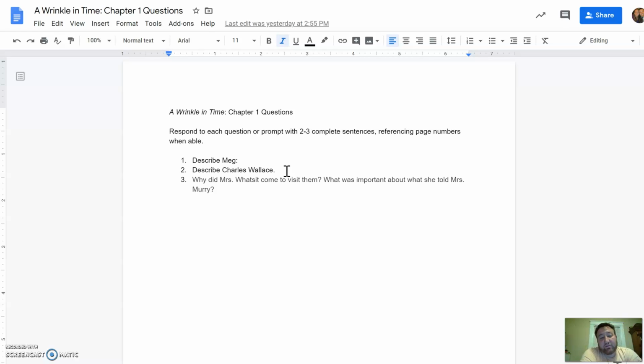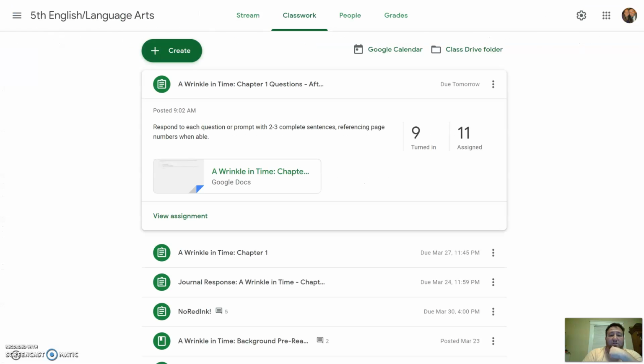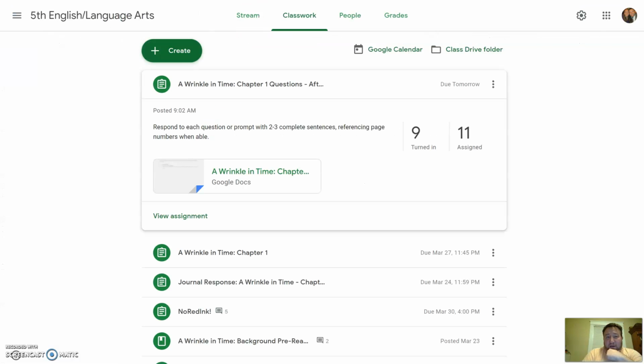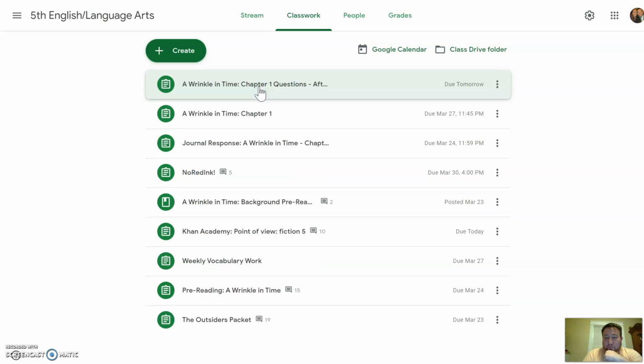And as it says, reference page numbers when able. So 2 to 3 complete sentences. So if you just have one sentence and you think that you're done, you're going to lose points. So please follow the directions. Some of you learned that the hard way. Gotta look at the assignment, guys. The assignment, respond to each question or prompt with 2 to 3 complete sentences right here, and you're going to see the same thing right here. So trying to keep it foolproof for you. Please don't fool it for yourselves.